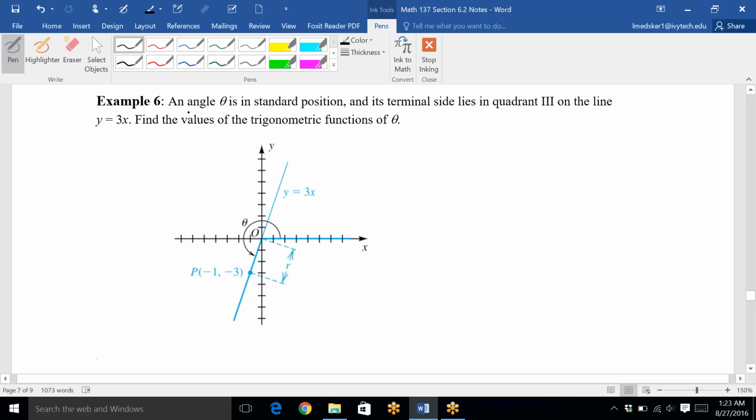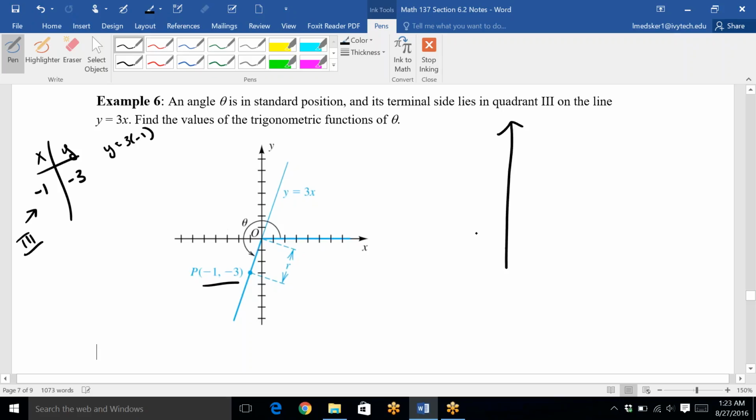If you have an angle theta in standard position and its terminal side is in quadrant 3, so that's this, the terminal side is on the line y equals 3x. Now, I didn't just make this point up. I could have picked any point. Because this is in quadrant 3, I picked an x value that's in quadrant 3, plugged it in, so y equals 3 times negative 1, and that's how I got the point. Okay, so that point was not just made up. Find the values of the trig functions of theta.